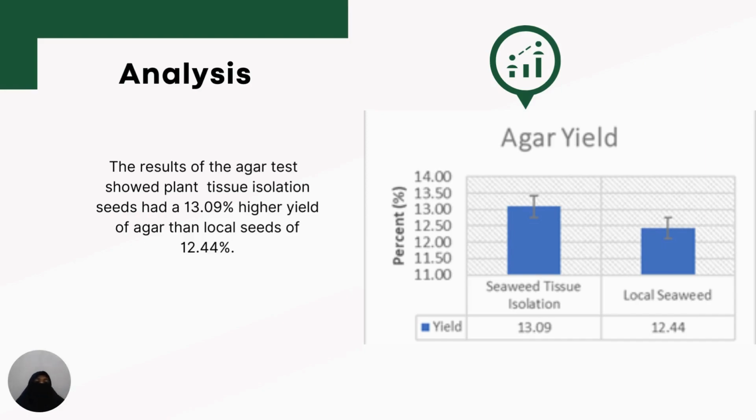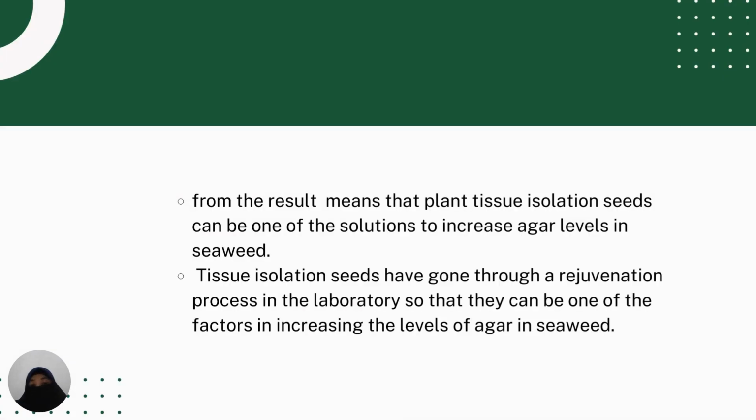These research results show that the agar from plant tissue isolation seeds had a 13.09% yield of agar, higher than the local seeds at 12.44%. The results show that plant tissue isolation seeds can be one of the solutions to increase agar level in seaweed. And then, tissue isolation seeds have gone through a rejuvenation process in the laboratory so that they can be one of the factors in increasing the level of agar in seaweed.